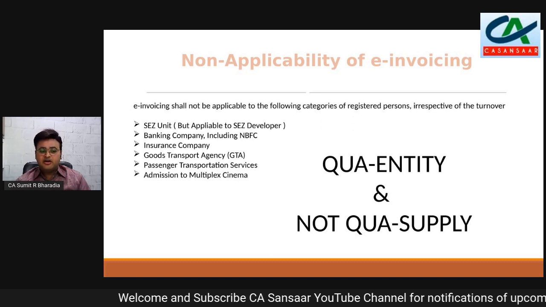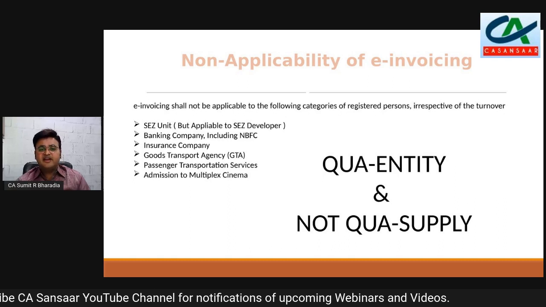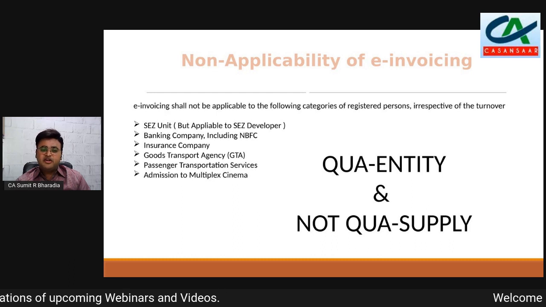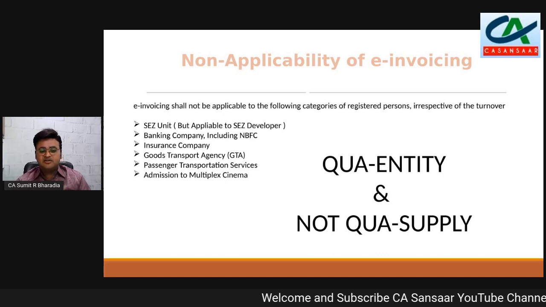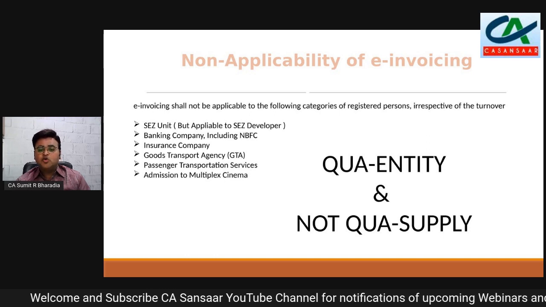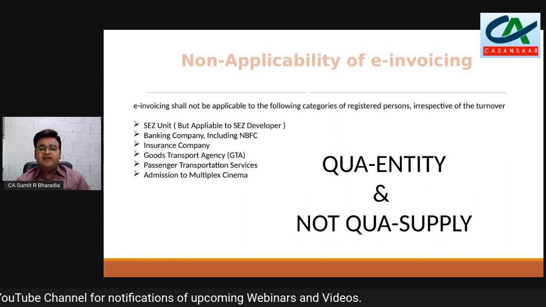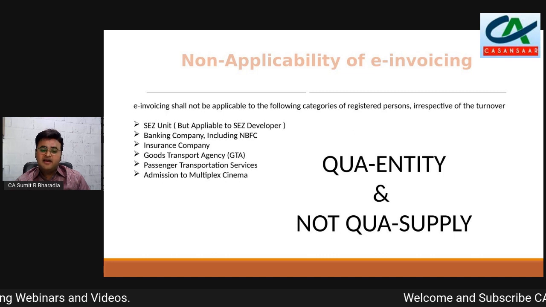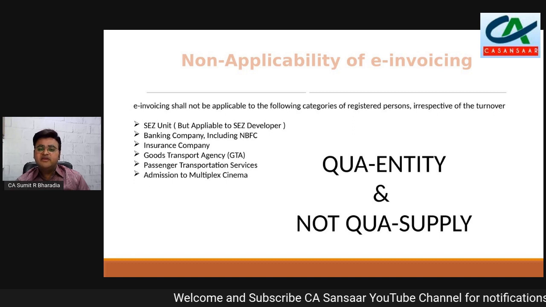To whom is e-invoicing not applicable? E-invoicing is not applicable to the following categories of registered persons irrespective of their turnover. Those are the SEZ unit, banking company, insurance, NBFC, GTA, goods transport agencies, passenger transport services, admission to multiplex cinema. So the non-applicability is qua entity and not qua supply. By this we mean the whole entity as a unit is exempt from e-invoice. Like in case of GTA, all the services provided by the GTA will be exempt.